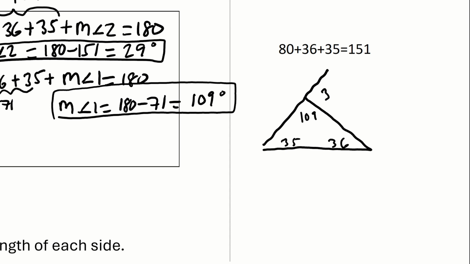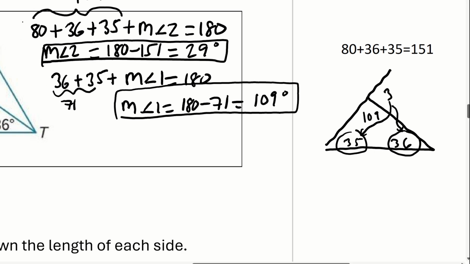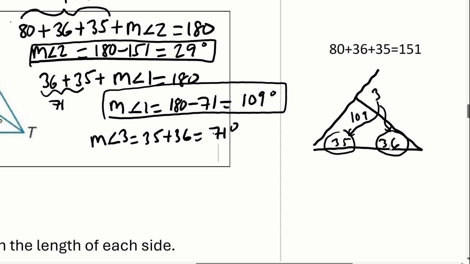So according to the theorem, to get the exterior angle, you have to add the 2 remote interior angles. So we have to add the 2 angles that are farthest away. The 2 angles that are farthest away from 3 are 35 and 36. Okay, so to get angle 3, I just have to add 35 plus 36, which is equal to 71 degrees. That's called the exterior angle theorem.